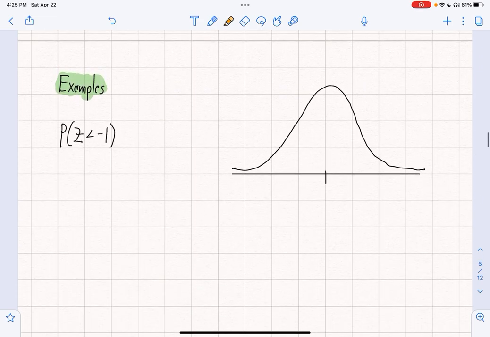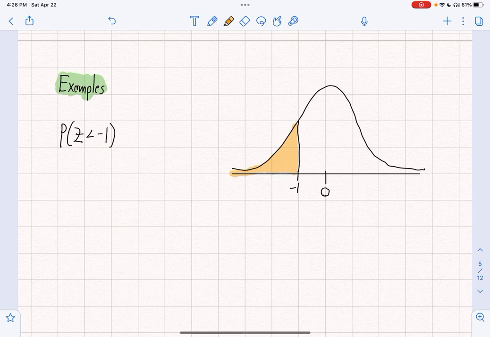So we want to start with standard normal because, as we said, it's the simplest version of the normal distribution. So with our picture, I'm going to center it on 0 because we know that z has a mean of 0. And we want to find the probability that z is less than -1. So what we want to do is find this area to the left of -1. So we want to find this area right here.